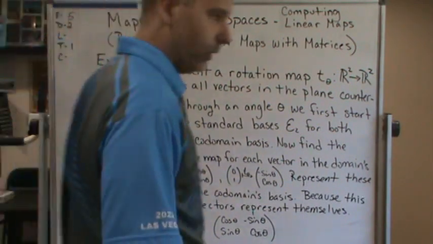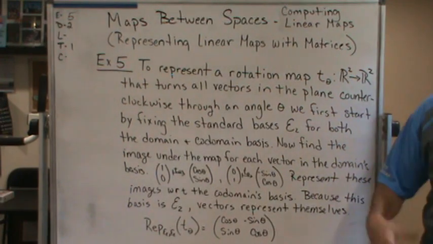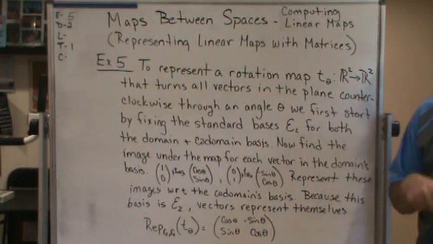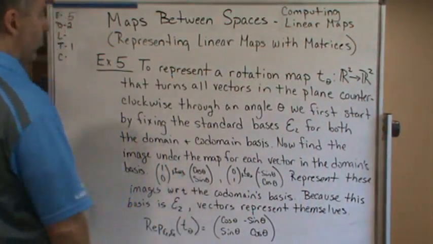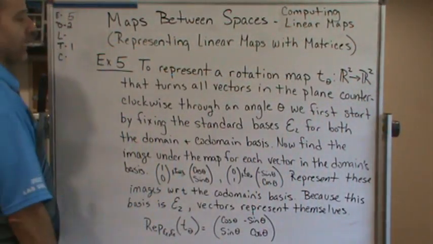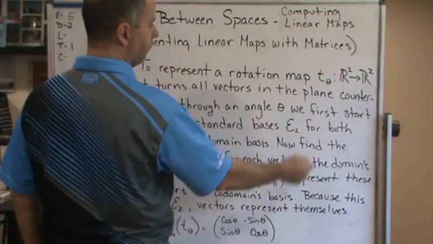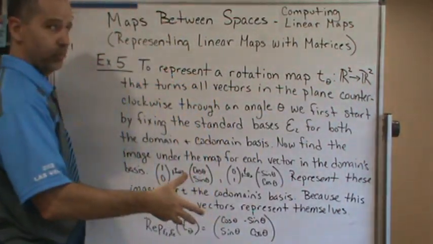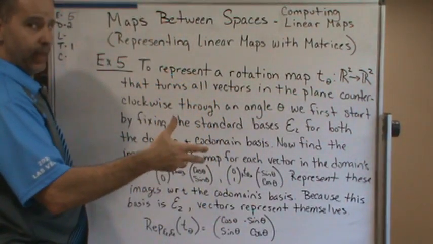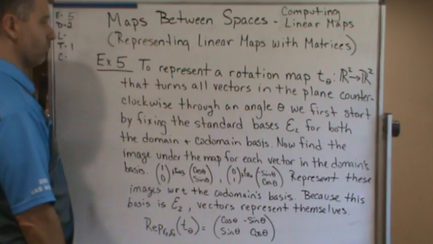Okay, now we're going to do example 5. Again, we're going to go through the same steps that we went through in the last example, but watch where we go with this one. It says to represent a rotation map, tau sub theta, where we're going from R2 to R2, so basically we're going to be rotating each vector in R2 by theta.